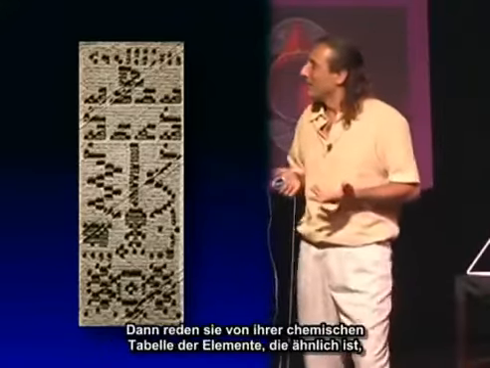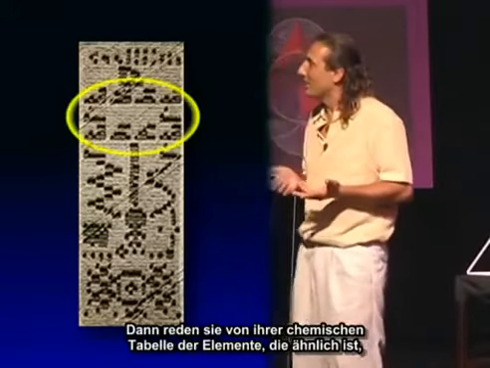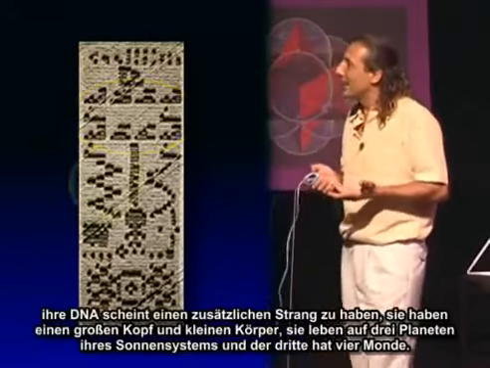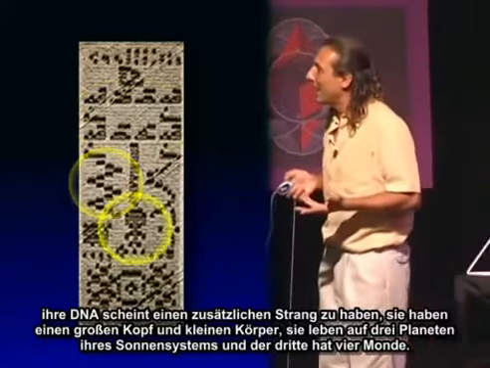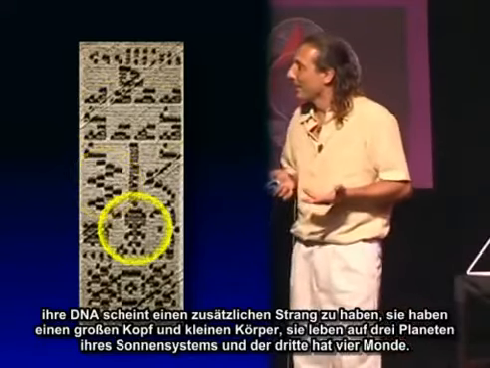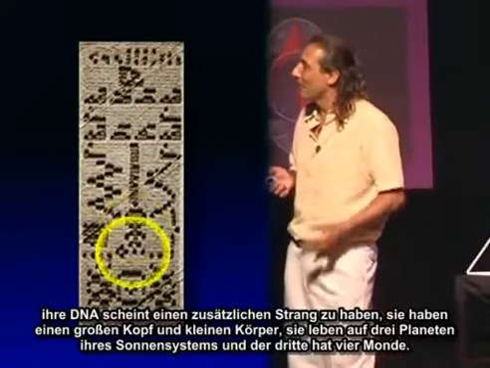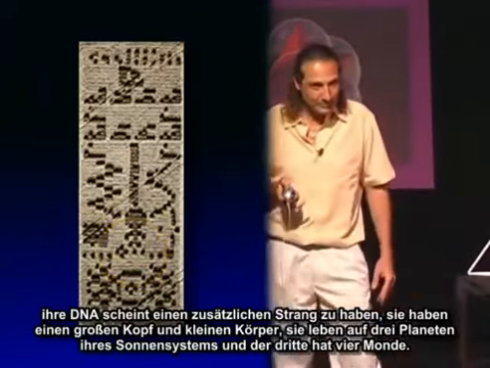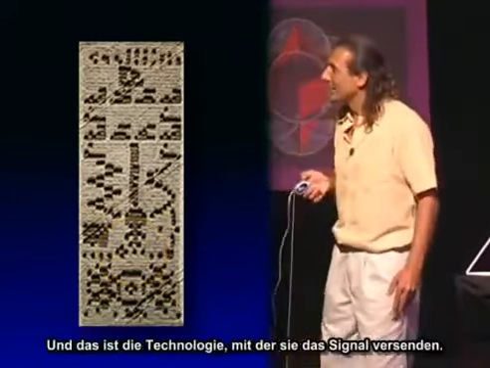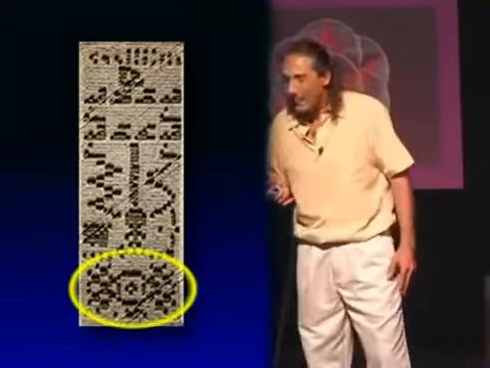And here they talk about their table of elements, which is very similar. And then their DNA seems to have one more strand to it. They have a big head, a small body. They live on 3 of the planets in their solar system, and the third one has 4 moons. And this is the technology that they're sending this with.